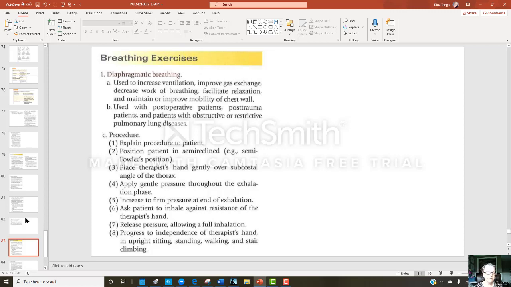Procedure. Explain procedure to patient. Position patient in semi-reclined, semi-Fowler's position. Place therapist's hand gently over a subcostal angle of the thorax. Apply gentle pressure throughout the exhalation phase. Increase to firm pressure at the end of exhalation. Ask patient to inhale against resistance of the therapist's hand. Release pressure, allowing for full inhalation. Progress to independence of therapist's hand in upright sitting, standing, walking, and stair climbing.